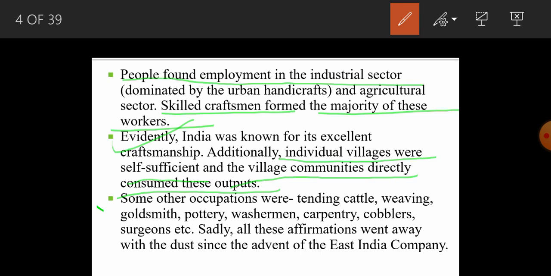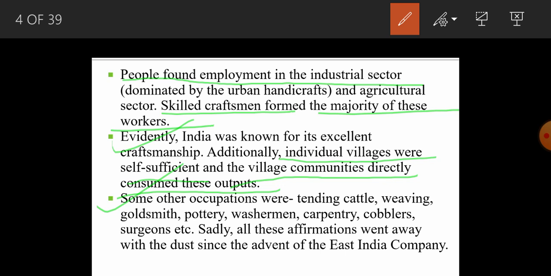Next point says that some other occupations were tending cattle, weaving, goldsmith, pottery, washermen, carpentry, cobblers, surgeons, etc. So these were the famous occupations of those times before colonial rule in India.